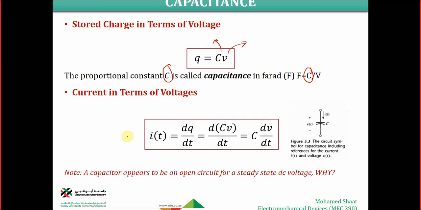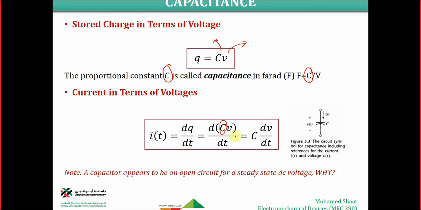And also, if you remember from chapter 1, we said that the current is the time derivative of the charge. It is the time rate of change of the charge. So it should be dq by dt. If you differentiate q, which is CV, this is going to give us the derivative of C times V over dt. So this gives us the derivative of two functions, C and V. So we'd have two possibilities here: either C is time constant or it is time variable.